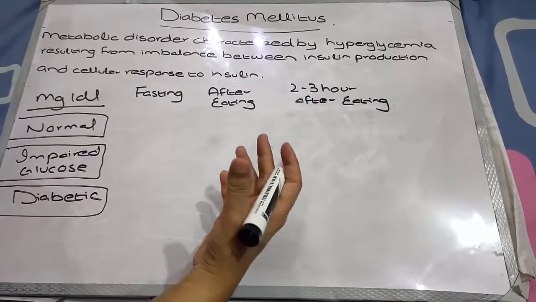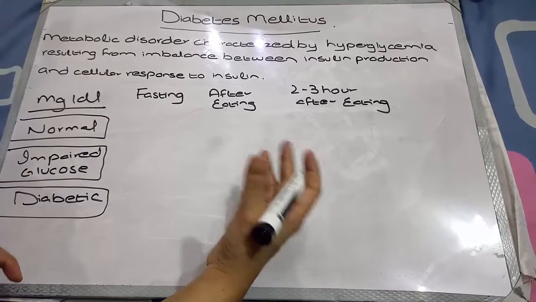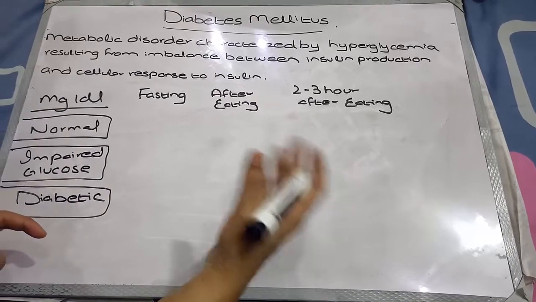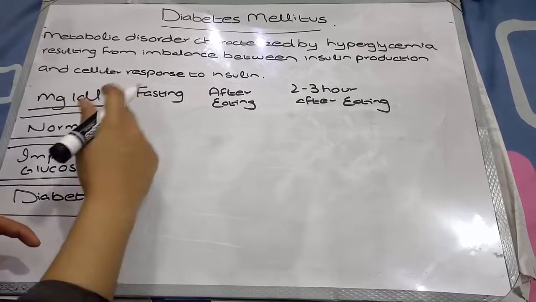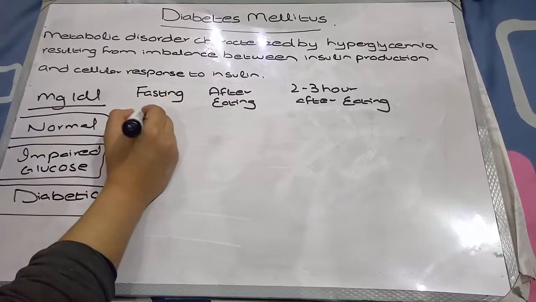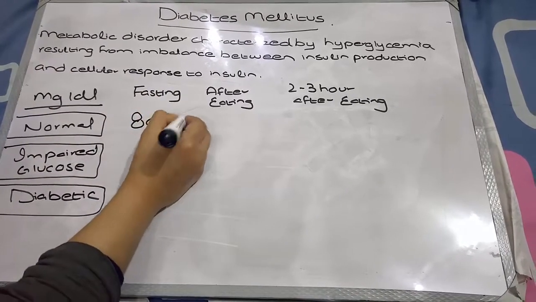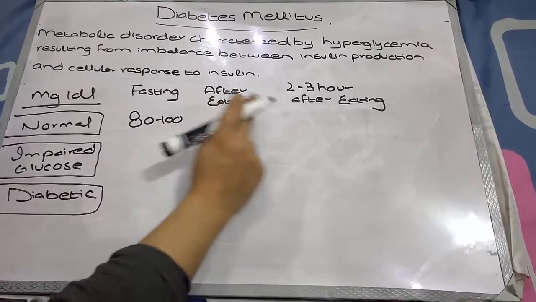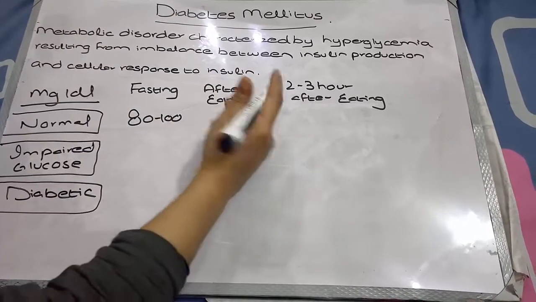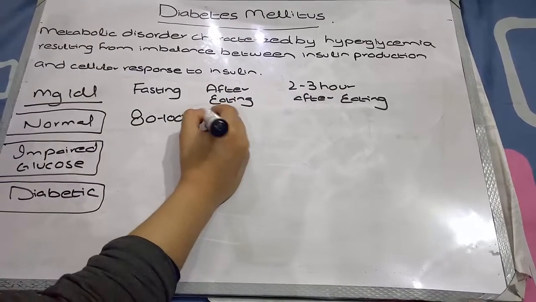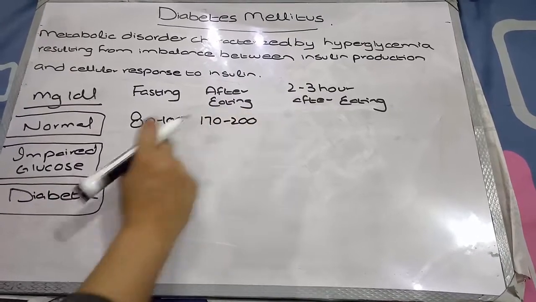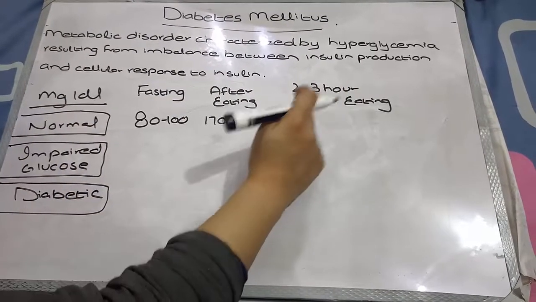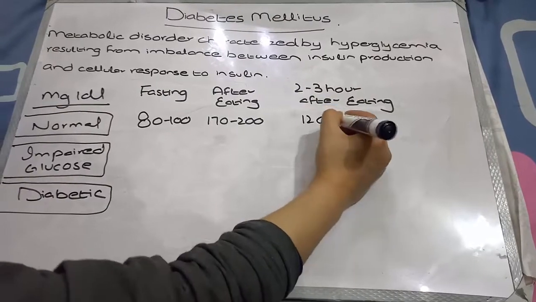Normally, when you consume any food, that food is broken down into a normal quantity and is evenly distributed in your body and provided to your cells to fulfill the cellular requirement. So normally, when you're fasting, your blood glucose level would be between 80 to 100. So in a normal individual, the fasting level is 80 to 100. And after eating, let's suppose you have taken your meal, the glucose level will be between 170 to 200. This range is for those people who are normal. And after 2 to 3 hours of eating, it would be between 120 to 140.